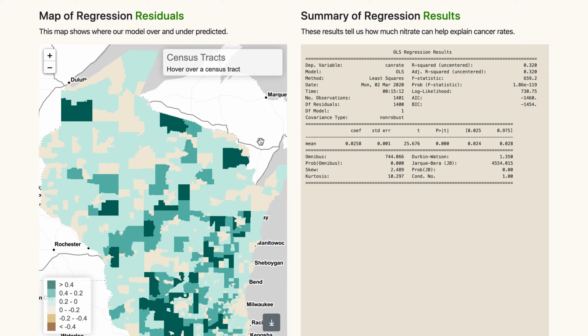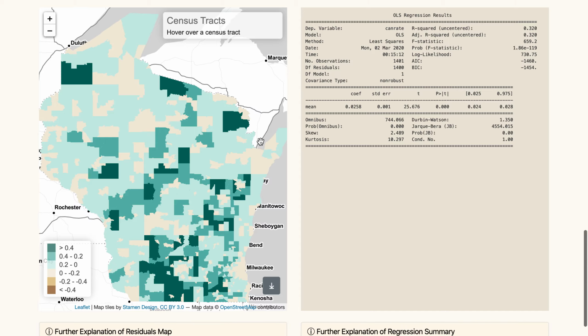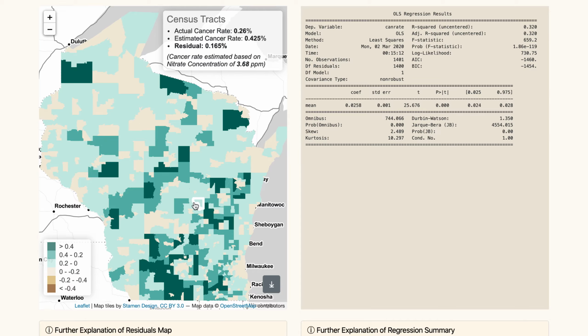Now, really, the point of looking at a map like this, a map of residuals, is to look for clustering. So if we're trying to make the perfect model, we wouldn't want to see any clustering, because basically if our model is tuned right, the residuals would be random, right? If we see clustering, it means that we're missing something.